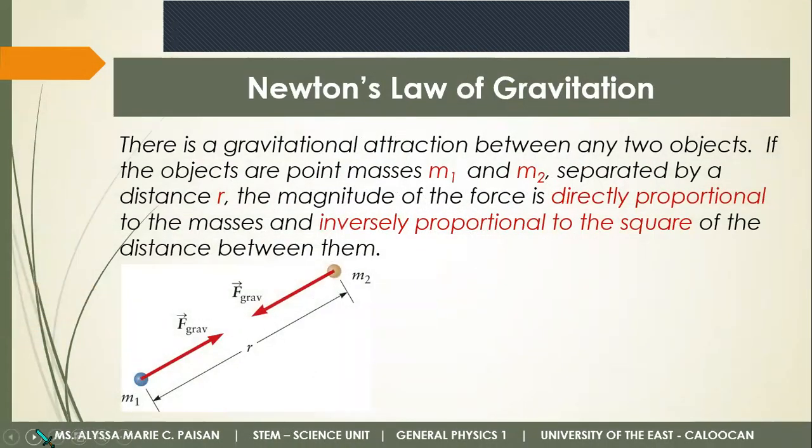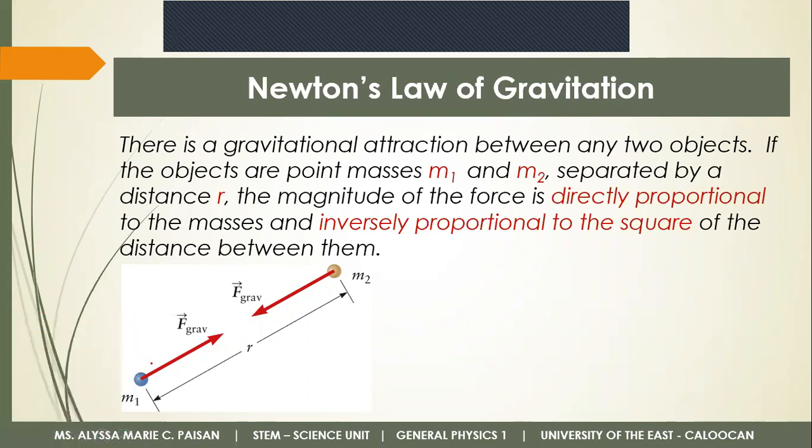According to Newton's law of gravitation, or the other term for it is Newton's law of universal gravitation, there is a gravitational attraction between any two objects. If the objects are point masses, m sub 1 and m sub 2, separated by a distance r, the magnitude of the force is directly proportional to the masses and inversely proportional to the square of the distance between them. Therefore, anything that has mass actually attracts each other, just like the one shown here.